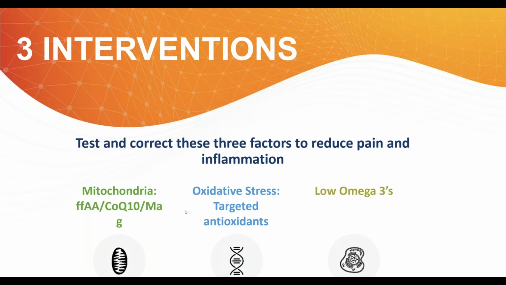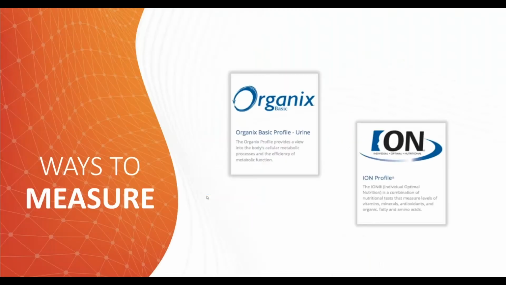3 potential interventions, right? You can test and correct these 3 factors to reduce pain and inflammation, etc. So the mitochondria, already mentioned, free-form amino acids, CoQ10, MAG, there's a little typo there, it's supposed to be magnesium, oxidative stress, targeted antioxidants, and then low omega-3s. Okay, so these are the 3 things we want to figure out. How do you know when and if and how much of these you should use? And the key to that is not typically found in personal opinions. The key to that is going to be found in the labs.